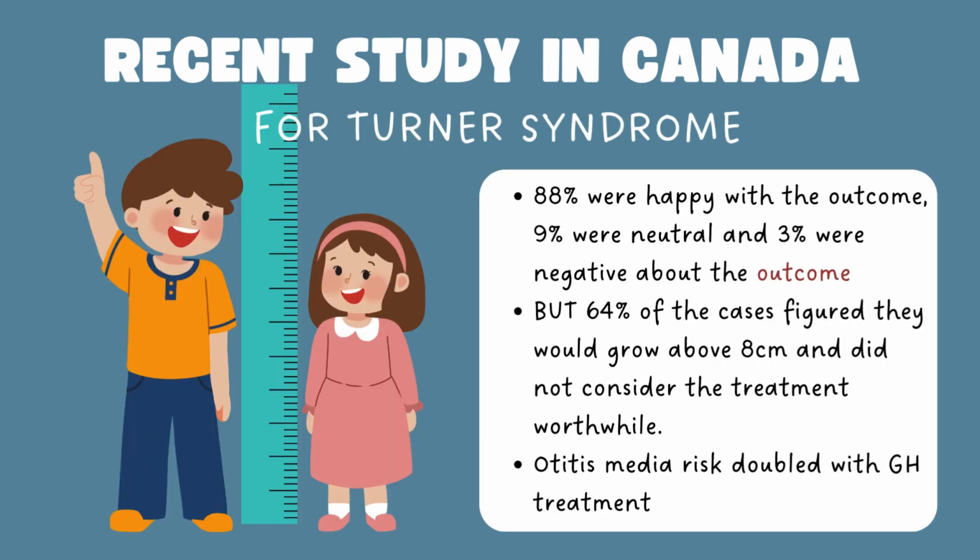88% of the children were happy with the outcome, 9% were neutral, and 3% were negative about the outcome. But 64% of the cases thought they would have grown above 8 centimeters and did not consider the treatment worthwhile. During the treatment, it was also observed otitis media risk doubled with growth hormone treatment. So they were able to prove a small height increase, but 64% of the children who were now adults would not go through the treatment again.